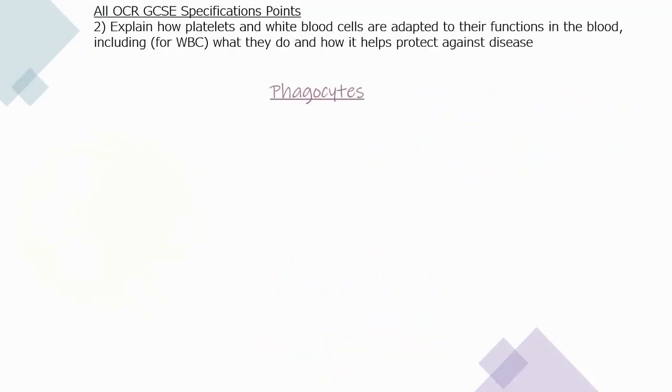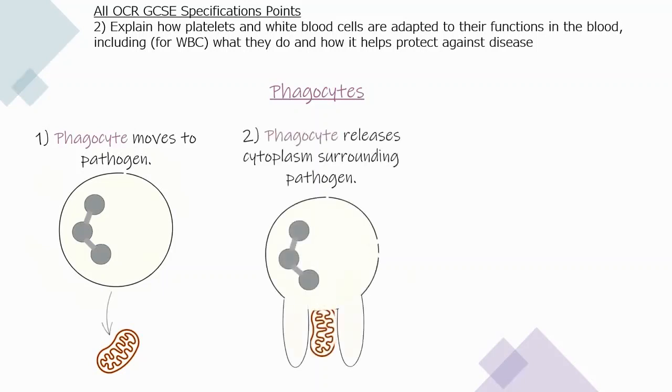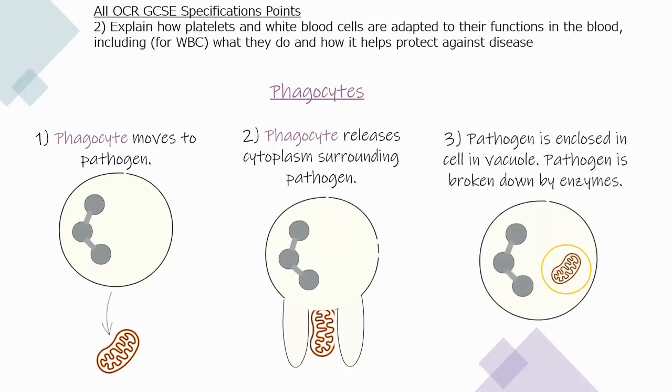So phagocytes work by phagocytosis, and this begins with the phagocyte moving towards the pathogen. The phagocyte then releases cytoplasm to surround it, and finally the pathogen is enclosed in the white blood cell in a vacuole, and then it's broken down by enzymes.